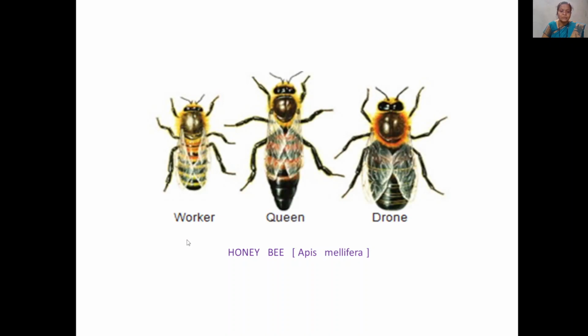Here we see honeybees. This is the worker, this is the queen, and this is the drone. Worker is a sterile female. Queen is a fertile female, and a drone is a haploid male. These honeybees are Apis mellifera. Go to next slide.